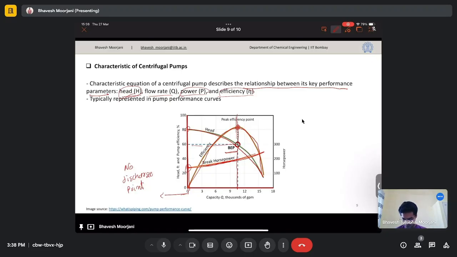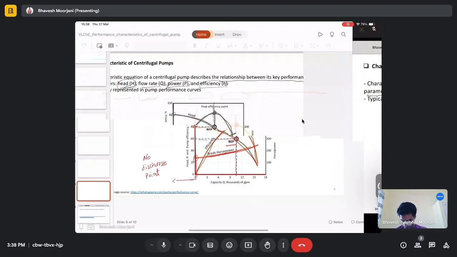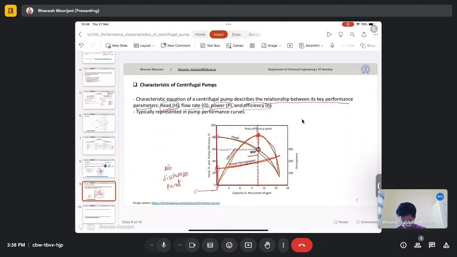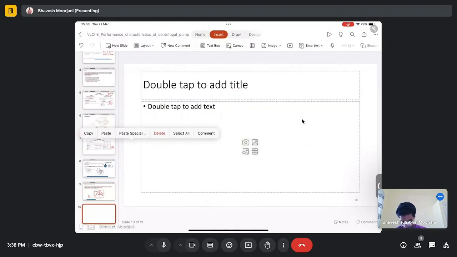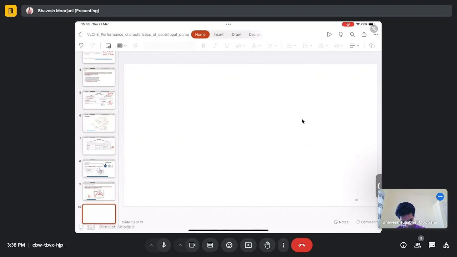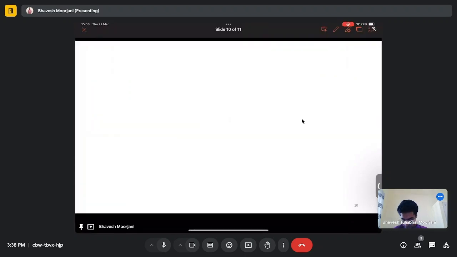Now here there is one more thing which we can look at. So let's say this is the centrifugal pump, this is the center portion, and this is the point of discharge.